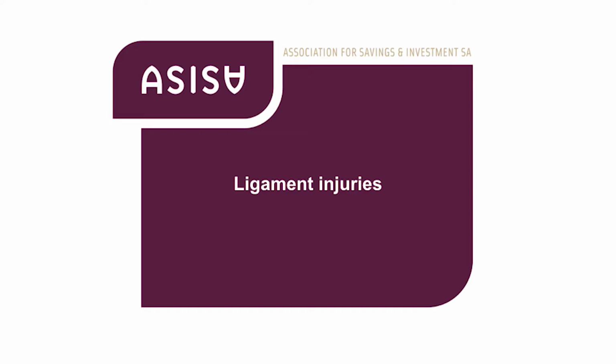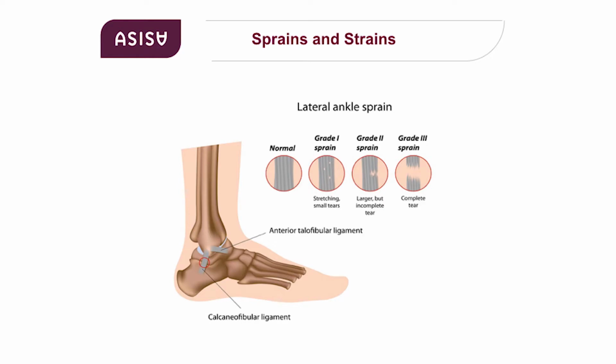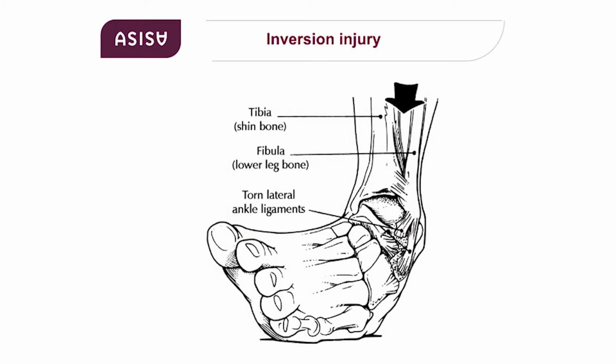Moving on to ligament injuries. I want to use the ankle as an example. A sprain is graded into 3 grades. A grade 1 sprain is where there is stretching of the ligament with maybe small tears. A grade 2 sprain is a larger but incomplete tear in the ligament, where a grade 3 sprain is a complete tear through the ligament. In ankle injuries, an inversion mechanism, that's where the ankle joint inverts, that is the mechanism that leads to stretching or spraining of the ligament.